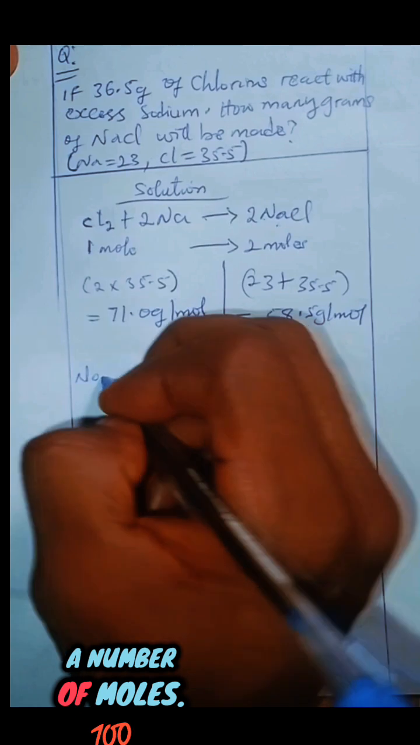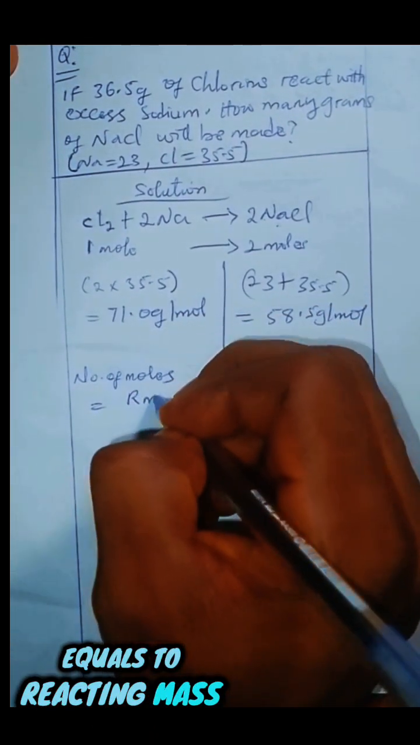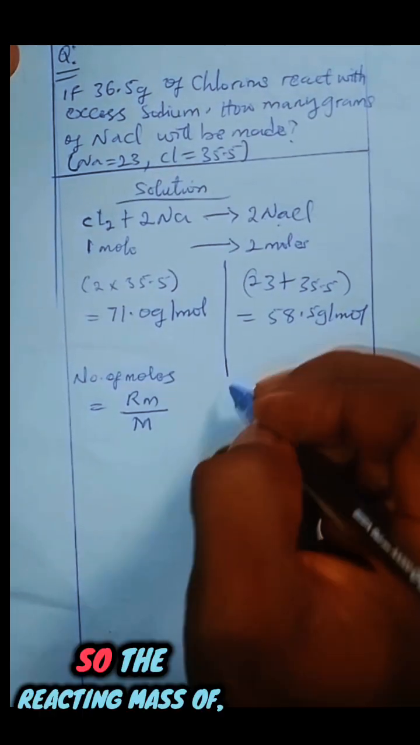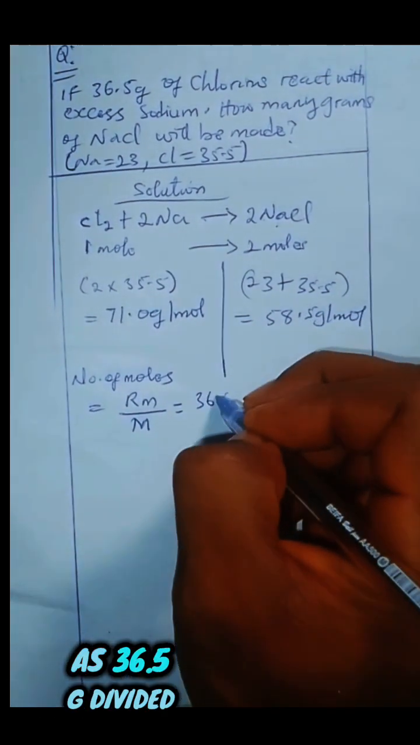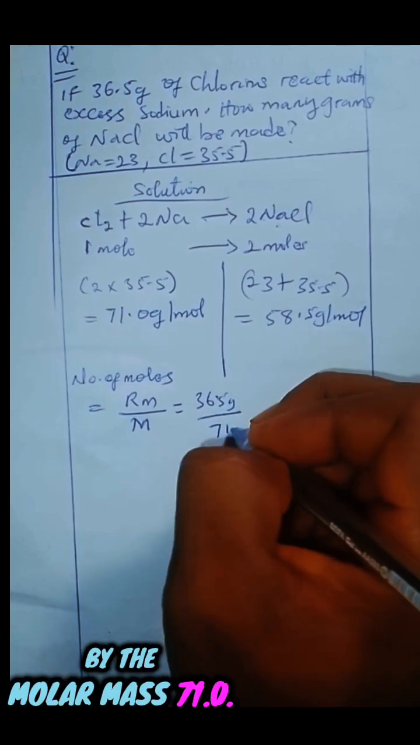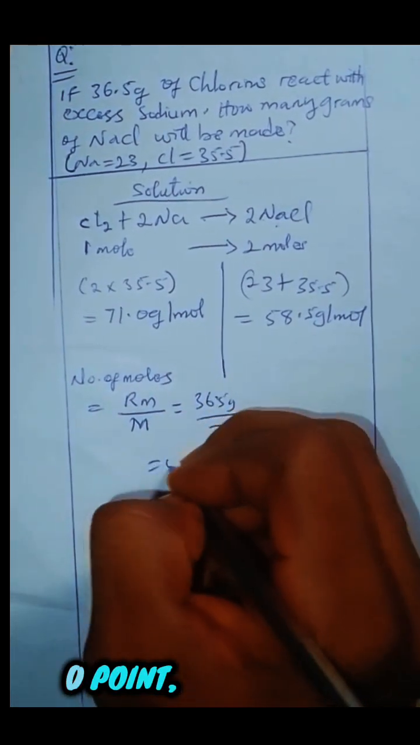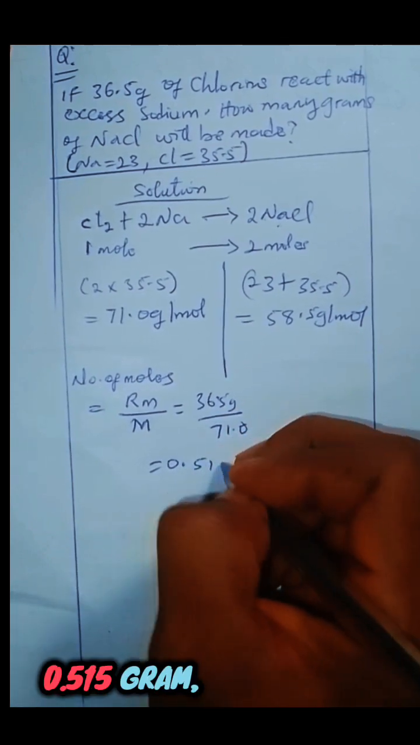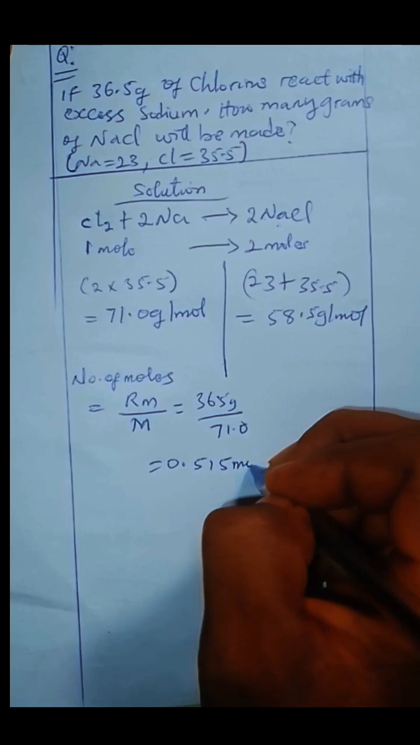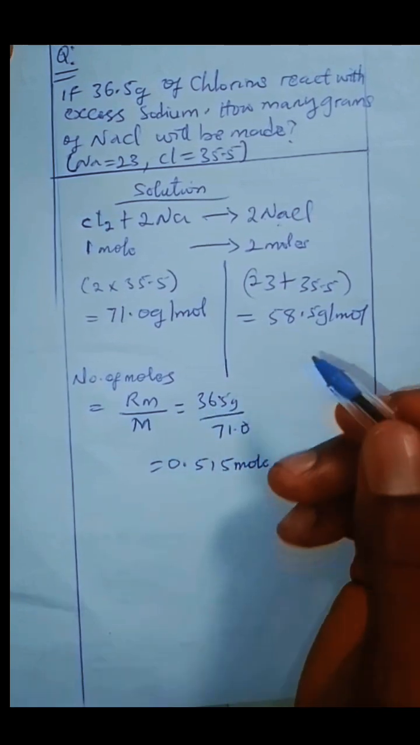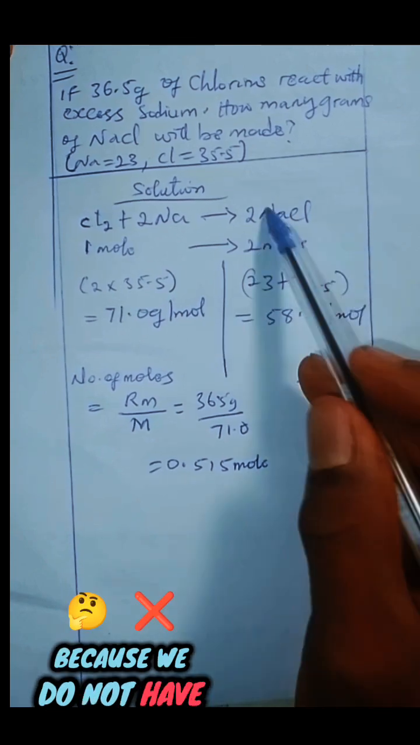A number of moles is equal to reacting mass over molar mass. So the reacting mass of chlorine was given as 36.5 gram divided by the molar mass 71.0. That will give you 0.515 grams. Sorry, 0.515 mole, because we are calculating the number of moles. And then we don't know the number of moles of sodium chloride produced because we do not have a mass.